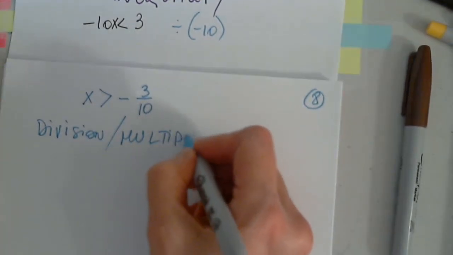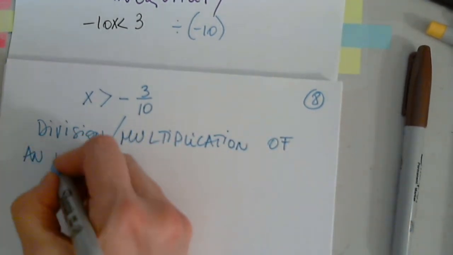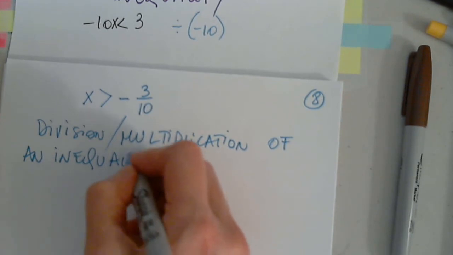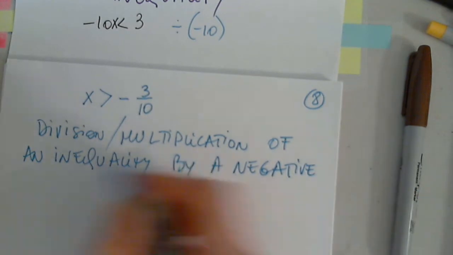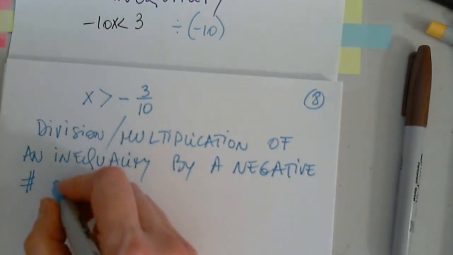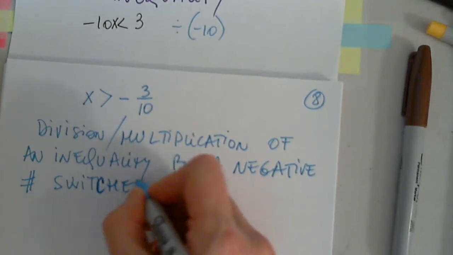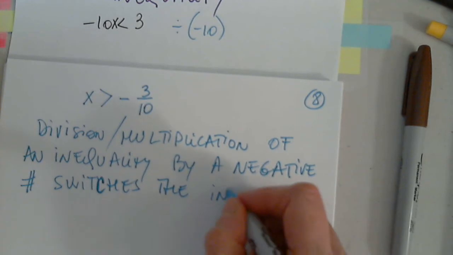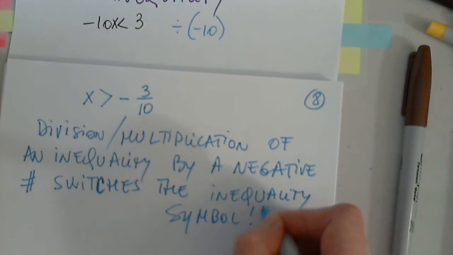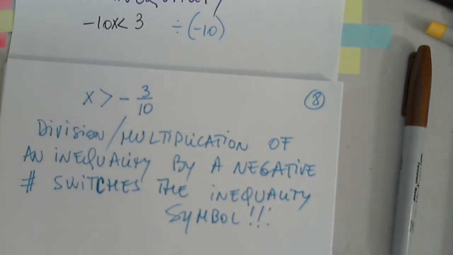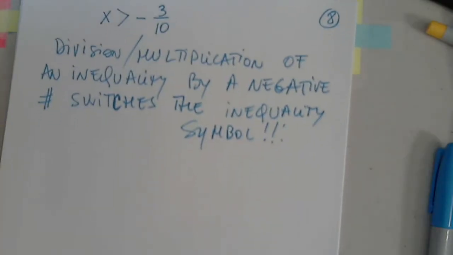So when we divide or multiply an inequality by a negative number, it switches the inequality symbol. Please remember that in case you forgot. Now I would like to present this in interval notation.